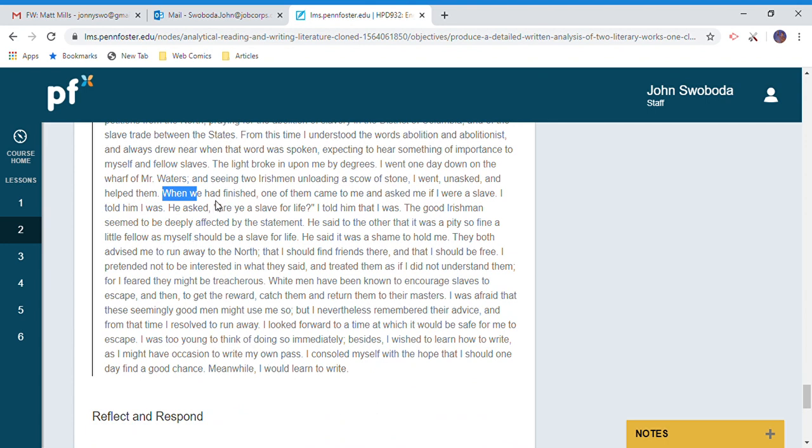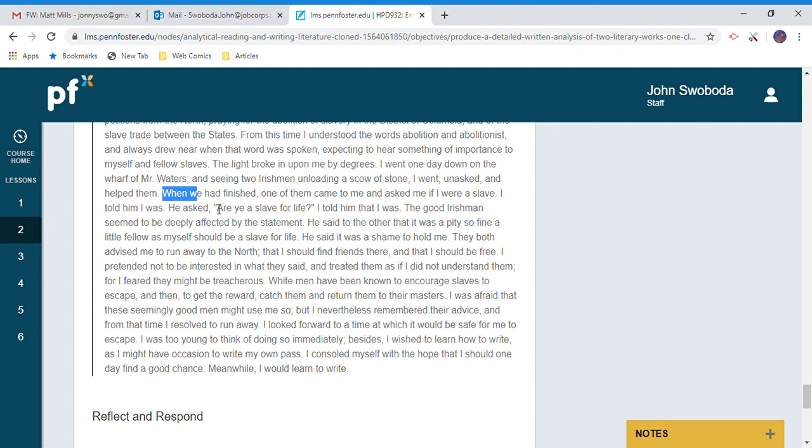He asked, "Are you a slave for life?" I told him that I was. The good Irishman seemed to be deeply affected by the statement. He said to the other that it was a pity so fine a little fellow as myself should be a slave for life. He said it was a shame to hold me. They both advised me to run away to the North, that I should find friends there, that I should be free.